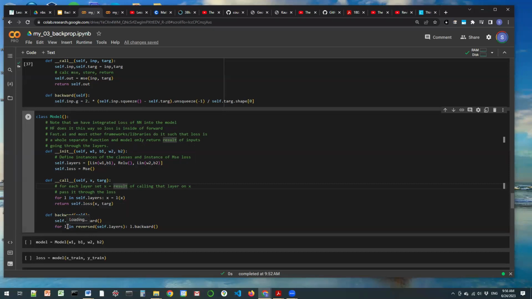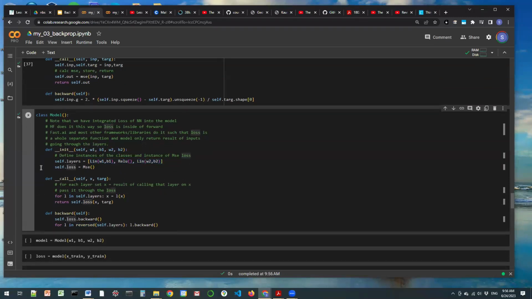But there's an important thing to keep in mind. We want to go backward through these layers, right? Therefore, for layers in reversed self.layers. Why do we reverse it? Because when we are going back, we want to start here and go backward. When we are going forward, we want it to go this direction. That is, the output of linear is sent to ReLU, the output of that is sent here. When we do backpropagation, we start with MSE, compute the loss, and then we go backwards through these layers. Okay, so that's what this particular code does.